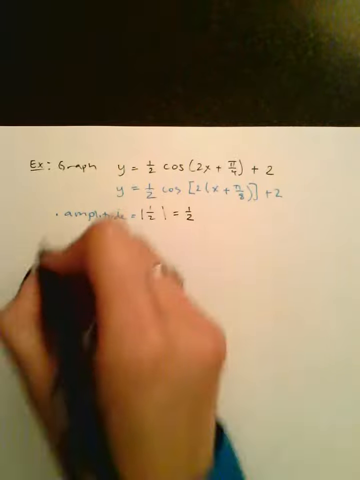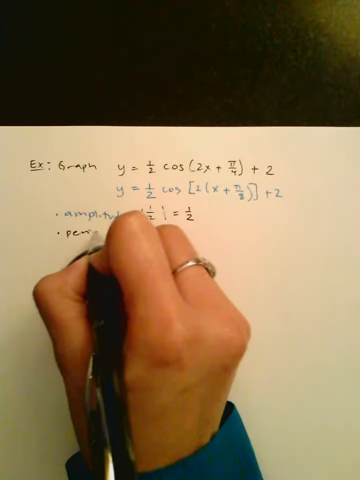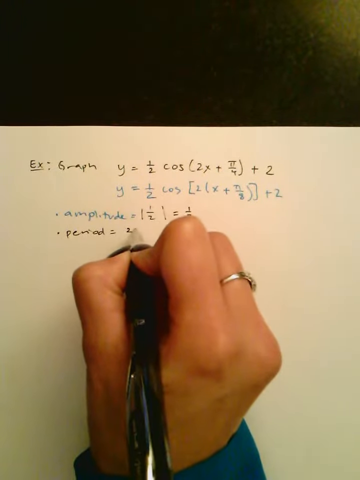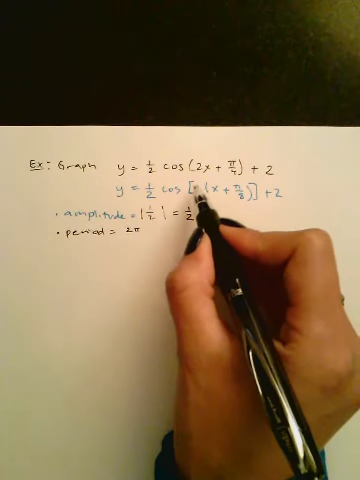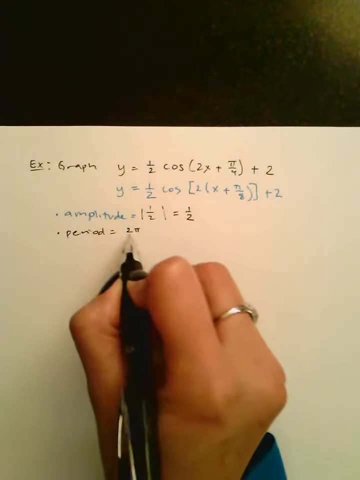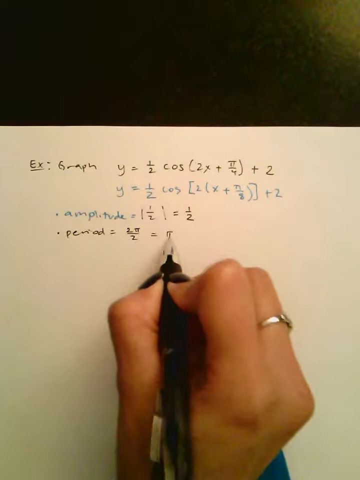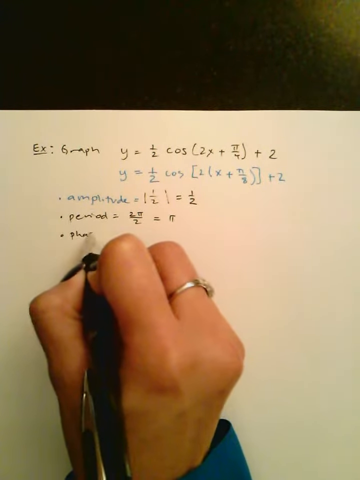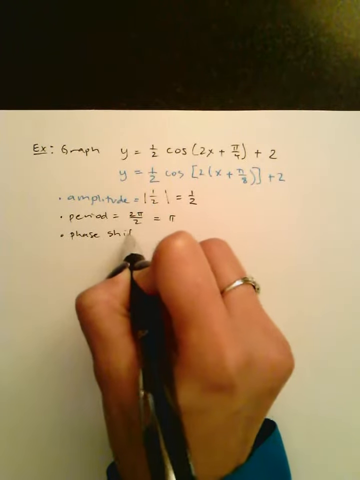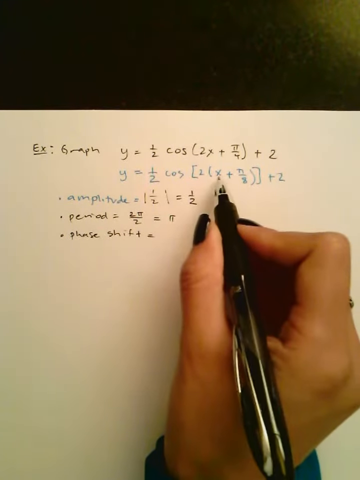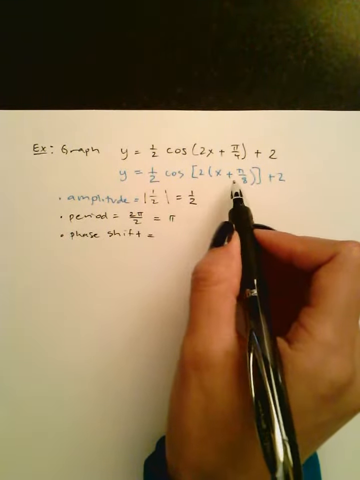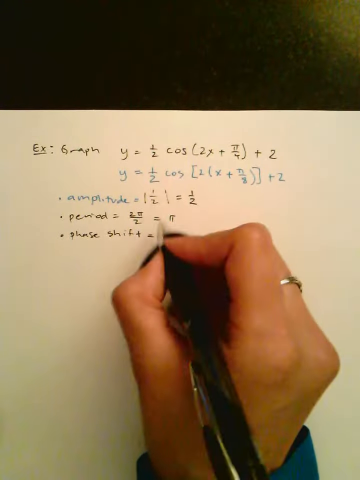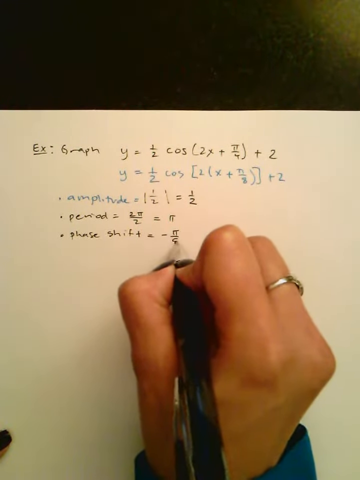So we're going to go ahead and find the period also. The period is equal to 2 pi over b. B is the number in front of these parentheses, so it's 2 pi over 2. So this gives me back pi. Then we're going to go ahead and find the phase shift. So the phase shift is equal to the opposite of the number that's next to the x on the right side. So the opposite of positive pi over 8 is equal to negative pi over 8.